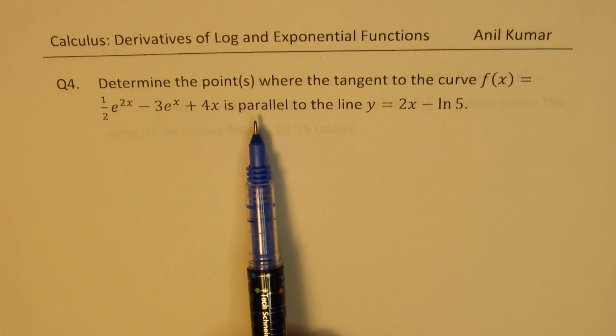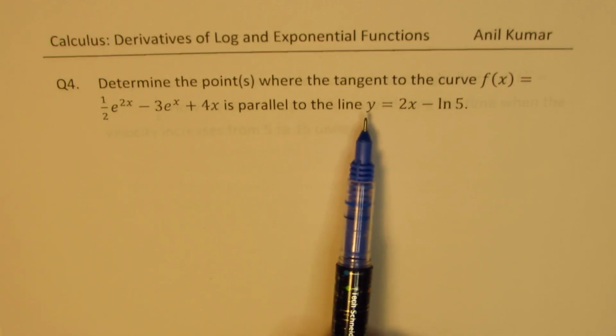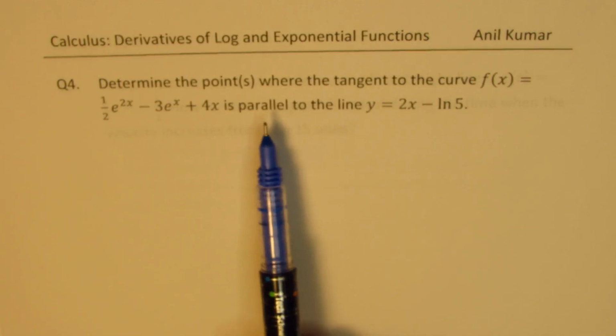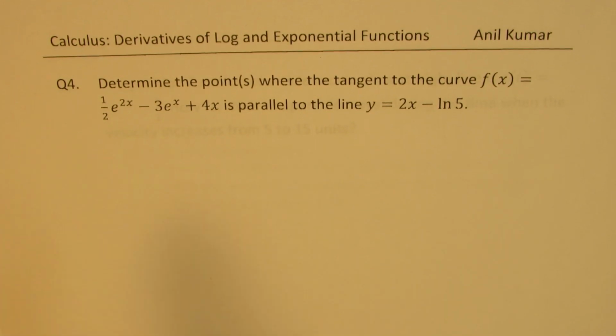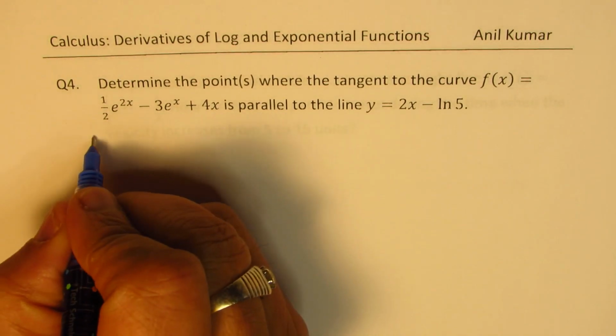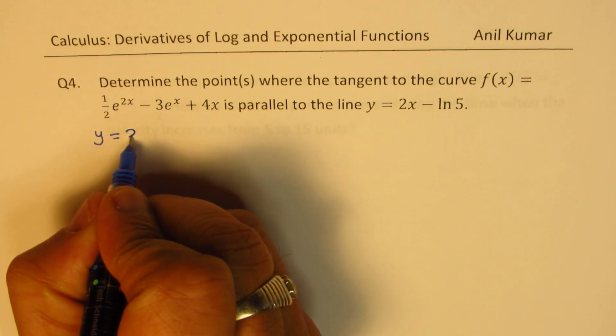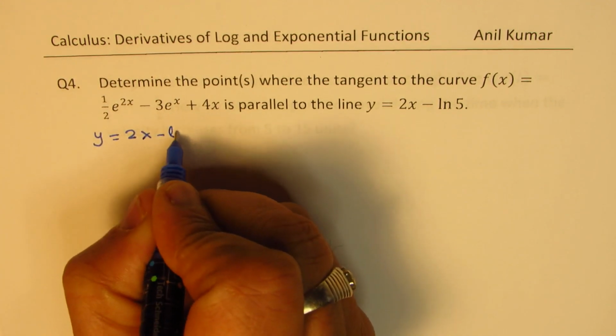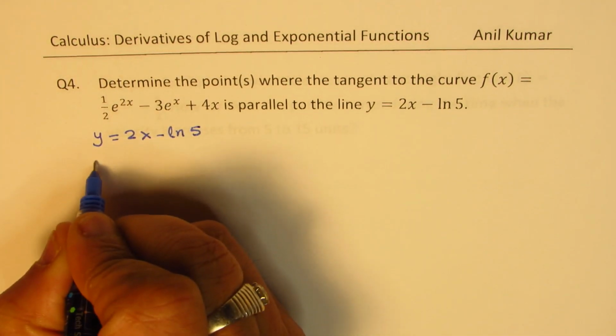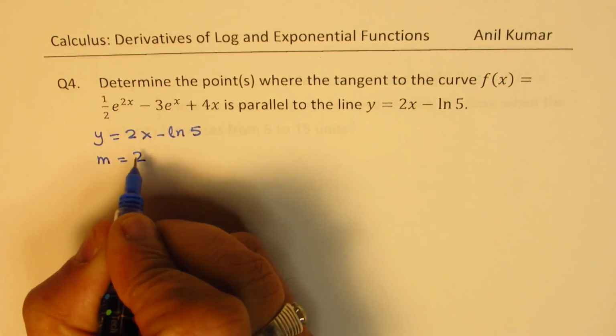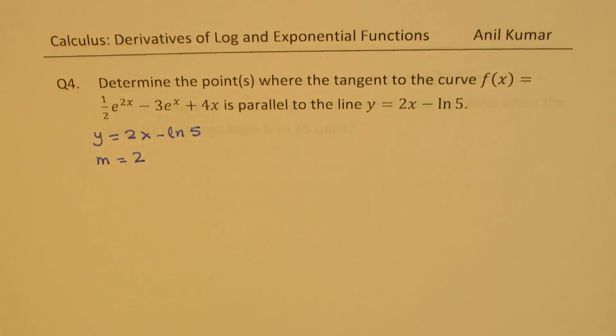We are looking for a slope which will be the same as the slope of the given line, since we are interested in parallel lines. So let's find the slope here. The line is y equals 2x minus ln 5. So that means slope m is 2, right? So we want a slope of 2.